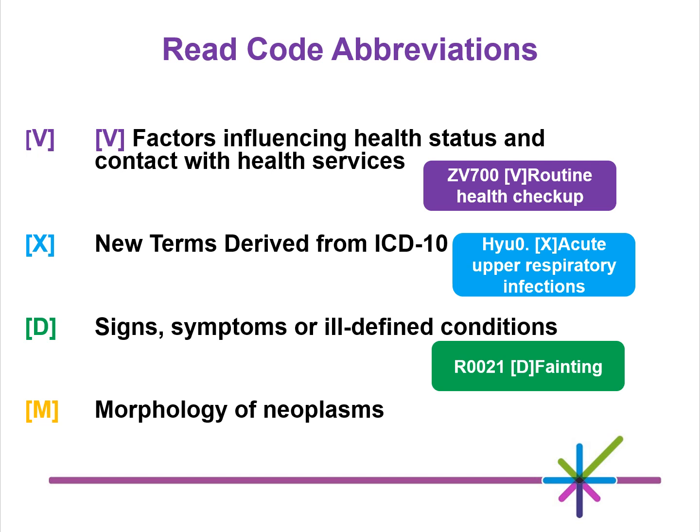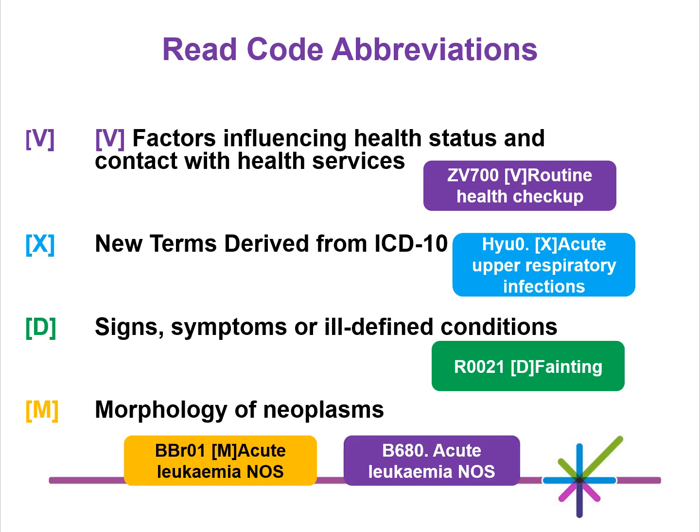M in square brackets refers to morphology of neoplasms, which is a subchapter of Chapter B neoplasms. They describe the morphology or cell type of neoplasms as opposed to the site of where the neoplasm is located within the body. These codes can look very similar, so take care when selecting. For example, BBR01 [M] acute leukemia NOS is a morphology code, and B680. acute leukemia NOS is a site code.